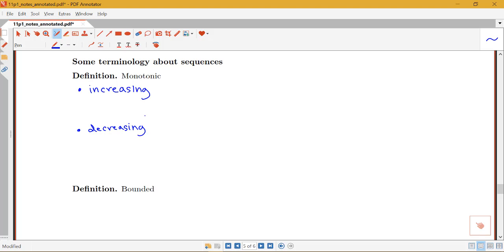Something that's monotonic is either going to be increasing or decreasing. Something that's not monotonic is neither increasing nor decreasing. Maybe it's bouncing around a little bit. So when we say that a sequence is increasing, the definition here would mean that a_n is less than a_(n+1) for all n greater than or equal to 1. So the nth term is smaller than the (n+1)th term, meaning you'd have a_1 is less than a_2 is less than a_3, etc.